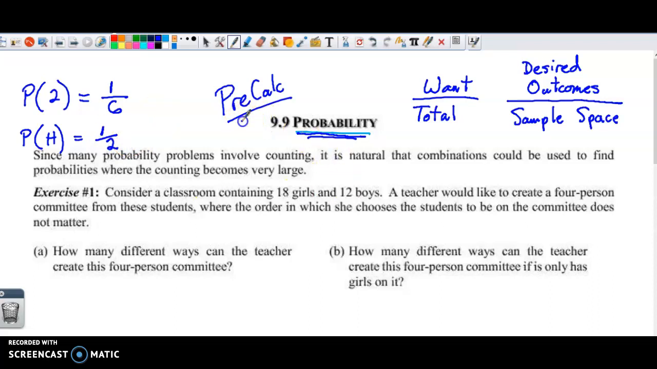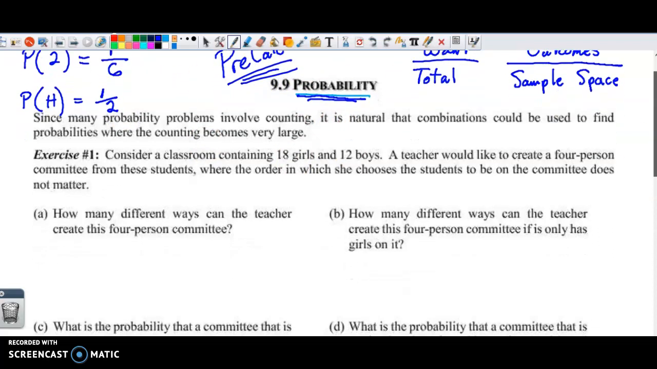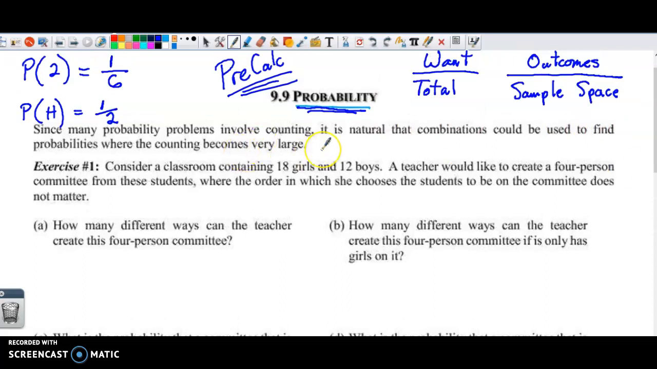And with pre-calc, it gets a lot more complicated than that. It's not just going to be something as simple as that. But here's kind of an overview, and how you need to realize that we're going to use combinations and permutations and the fundamental counting principle and all of that to do this.